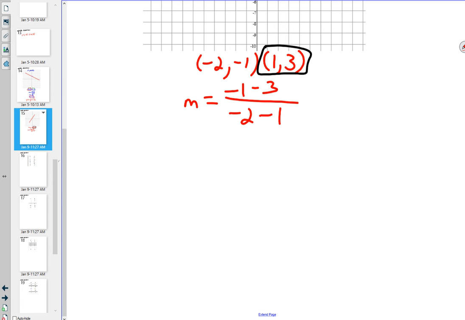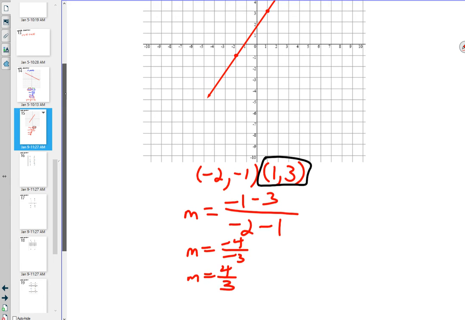I know that books say y2 minus y1. If you want to do it the other way, that's fine. We should end up with the same thing. I like to go from left to right. It's just a personal preference. So m is equal to -4 over -3. I cannot divide 4 by 3, but what's negative divided by negative? Positive. Which is what we said. We said before that we knew we were going to get a positive slope.